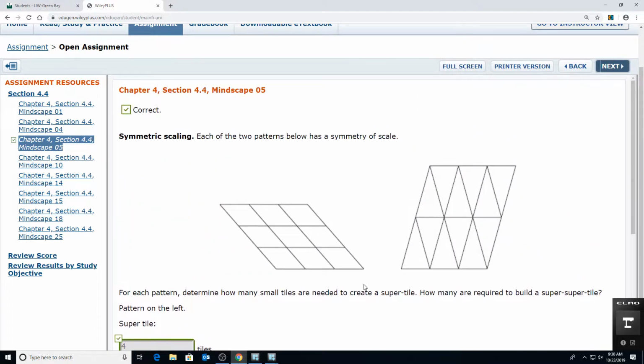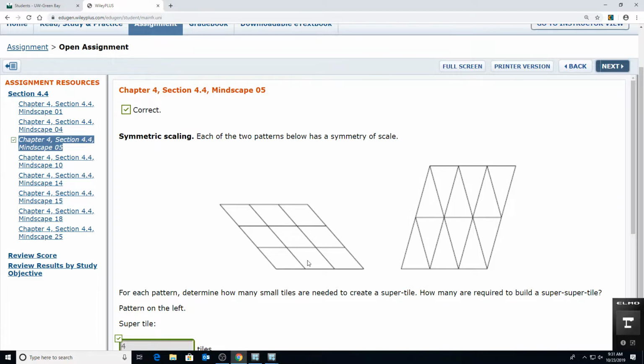Somebody asked me this question, 4.4 Mindscape 5. We were making super tiles in class. We make a super tile by taking one of these parallelograms and putting 3 more parallelograms with it to make a larger parallelogram with 4 tiles. The way we did this in class then was to build the 4 tiles into 16 super tile, but that's not what they're doing on your homework question. On your homework question, they're looking for the next size up tile that you can make.